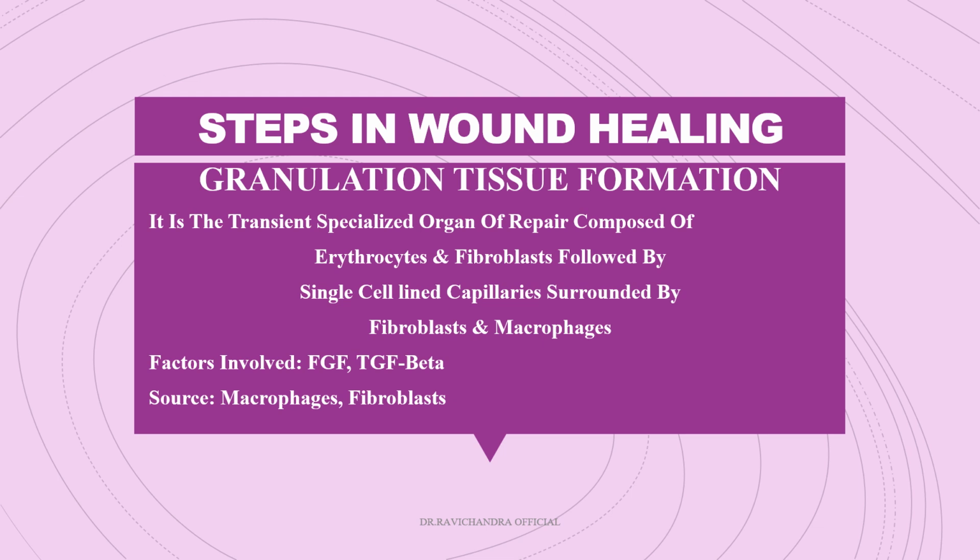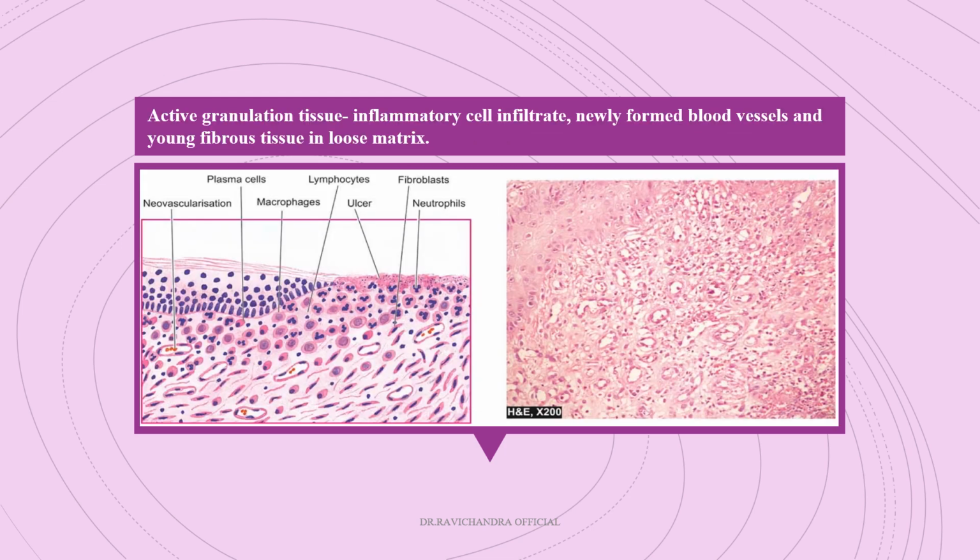The factors that are involved in granulation tissue formation are fibroblast growth factor and transforming growth factor beta. Sources are macrophages and fibroblasts. So this is a picture from Harshmohan practical book for pathology. Thank you, Harshmohan sir. In this wonderful picture, you can observe angiogenesis or neovascularization. Plasma cells are seen, macrophages are seen, lymphocytes are seen, and fibroblasts are also seen.